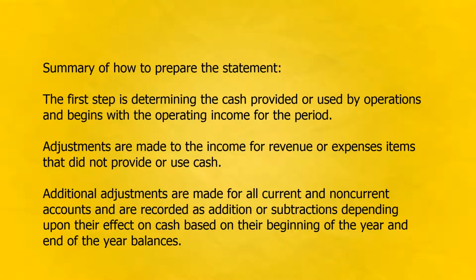Summary of how to prepare the statement. The first step is determining the cash provided or used by operations and begins with the operating income for the period. Adjustments are made to the income for revenue or expense items that did not provide or use cash. Additional adjustments are made for all current and non-current accounts and are recorded as additions or subtractions depending upon their effect on cash based on their beginning of the year and end of the year balances.